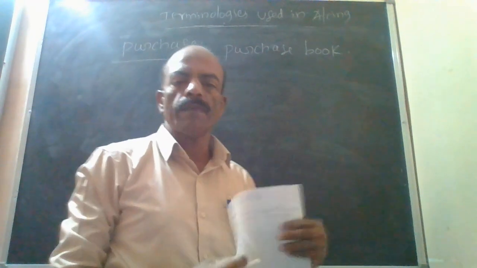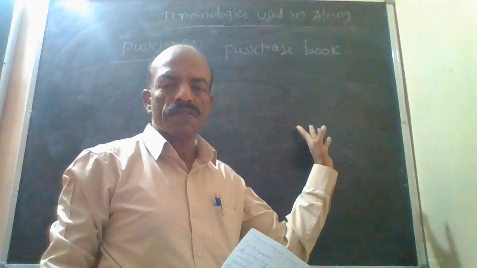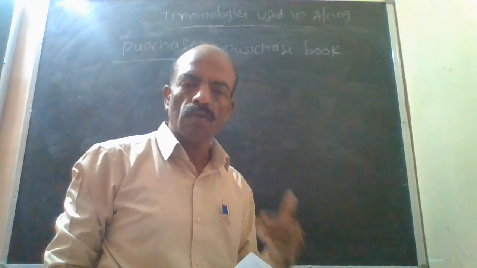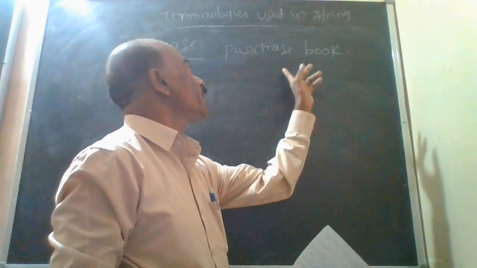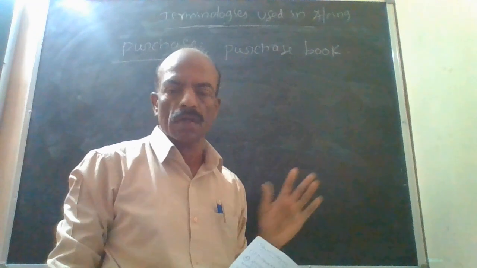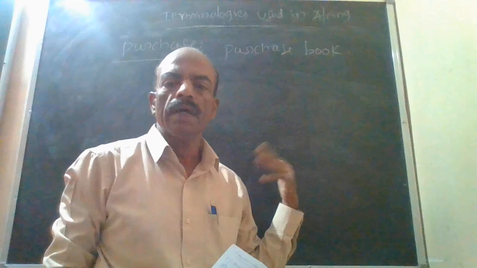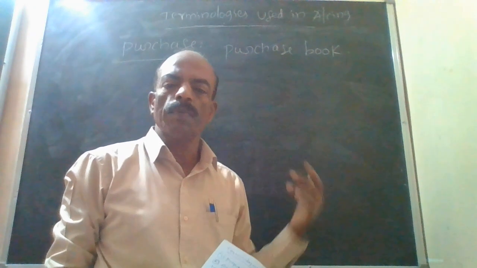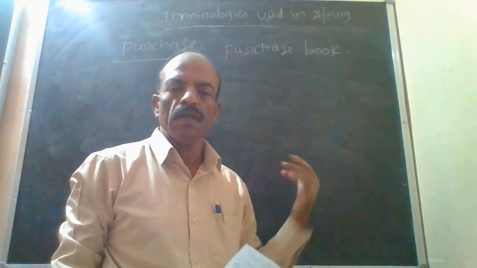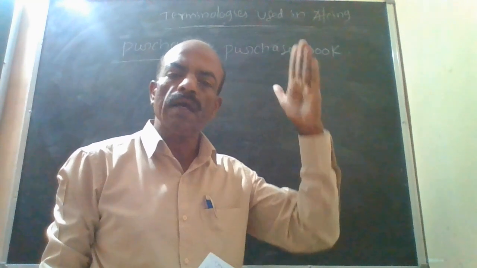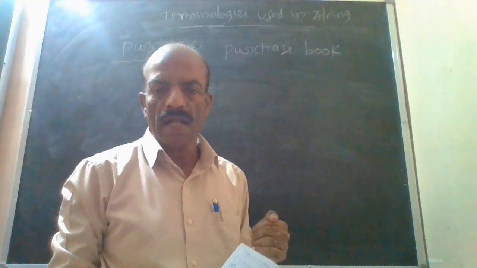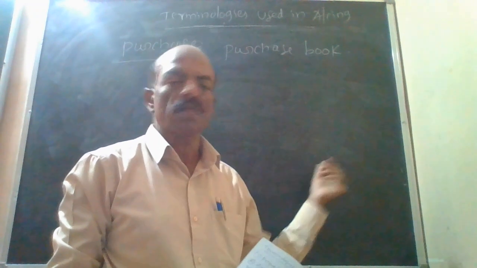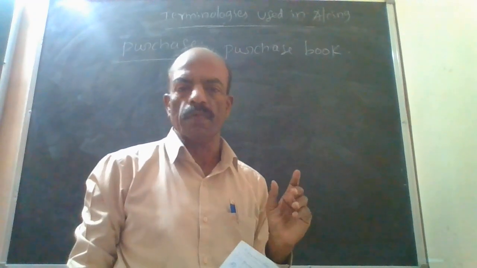Purchase book is meant for recording the transactions of credit purchases. If our company purchases the goods on credit basis, we have to record the transactions in the purchase book, not cash transactions. Suppose we purchase the goods on cash basis, that transaction we are recording in the cash book. We purchase the goods on credit basis, that will be recorded in the purchase book.